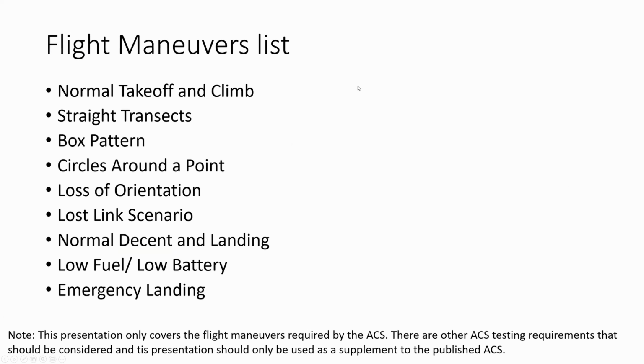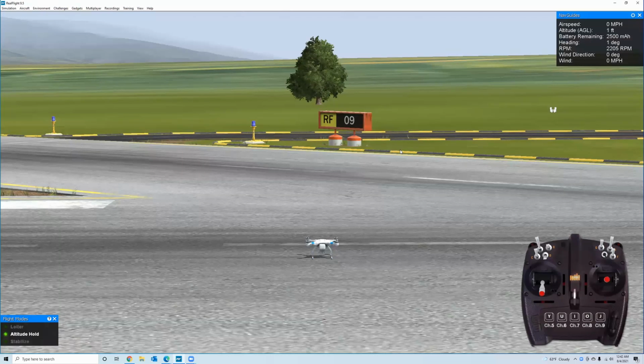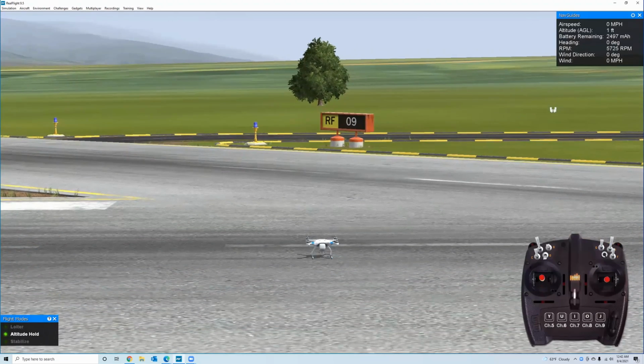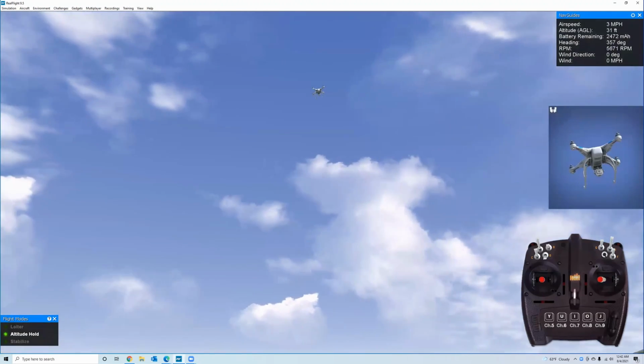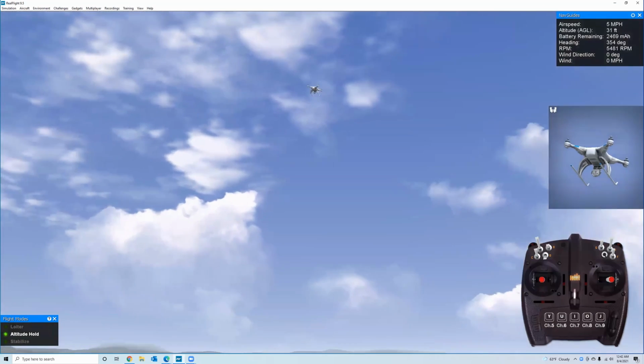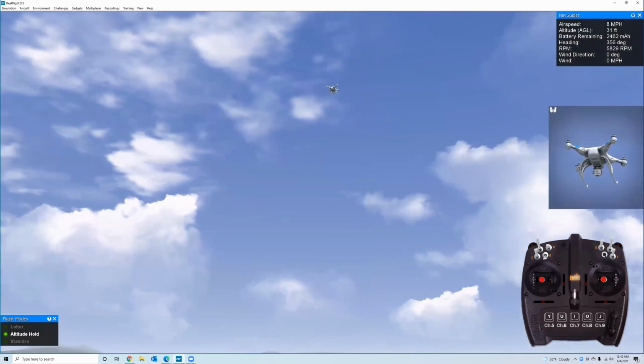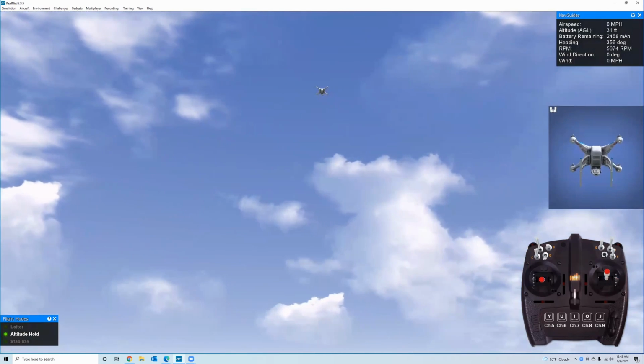Before we begin, we will show you what each stick input does to the multi-rotor. Moving on to the first simulation, we can show that moving the left stick upward and downward increases and decreases the thrust and therefore makes the UAS move up and down. The next thing we can show you is that moving the right stick left and right changes roll and makes the aircraft translate right and left throughout the sky.